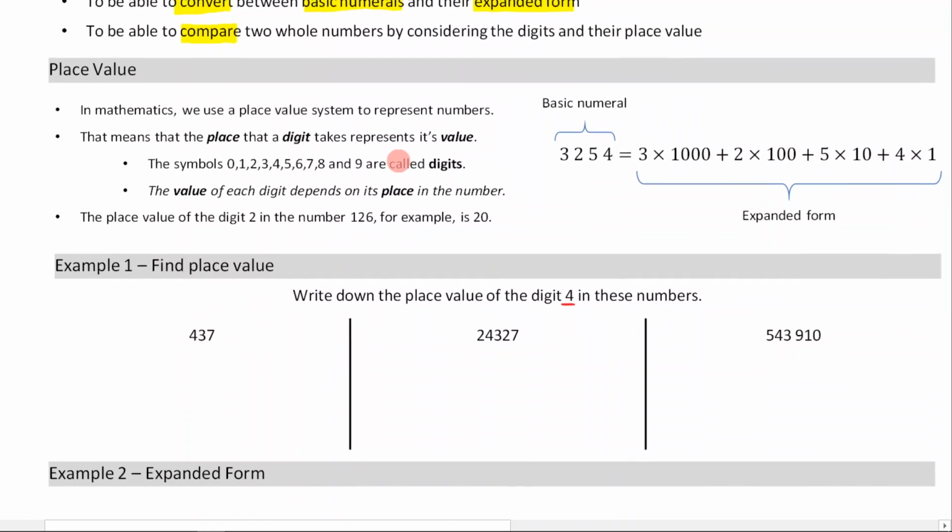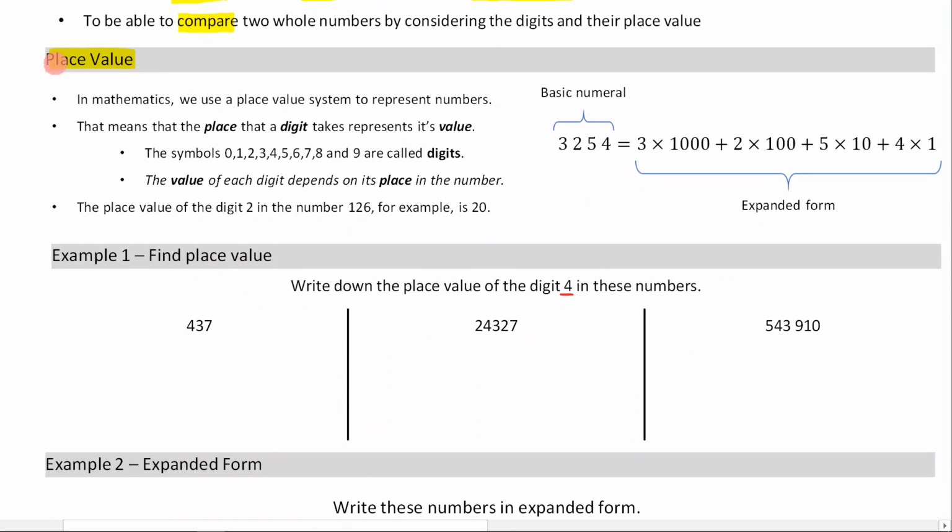Let's now talk about some theory here. So this is theory about place value. In mathematics, we use a place value system to represent numbers. That means that the place that a digit takes represents its value. So the symbols 0, 1, 2, 3, 4, 5, 6, 7, 8, and 9 are called digits. The value of each digit depends on its place in the number. The place value of the digit 2 in the number 126, for example, is 20.